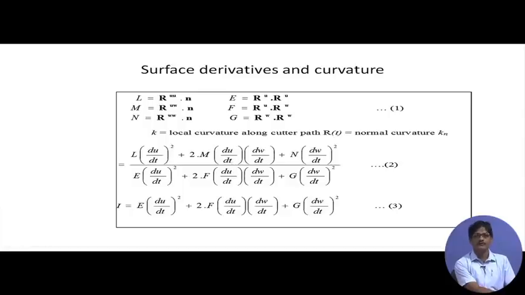For a freeform surface which is curved, the curvature might be different in different directions, while L, M, N, E, F, G, they are invariant with the direction. Du dt and dw dt or du by dw, this varies with the direction, and this is the first fundamental form of the surface. We will come across this very soon.